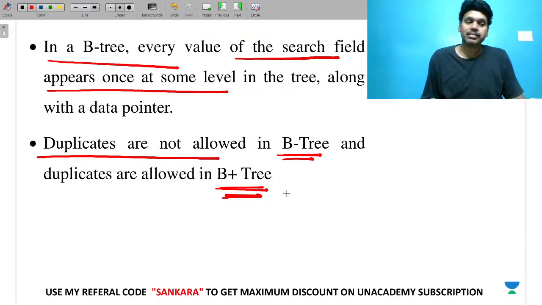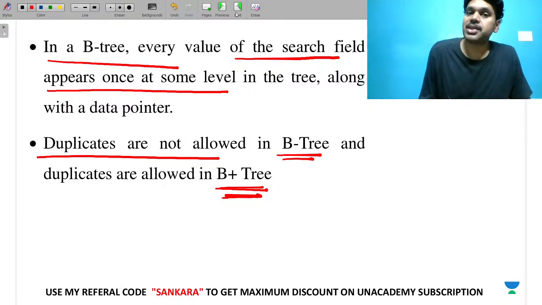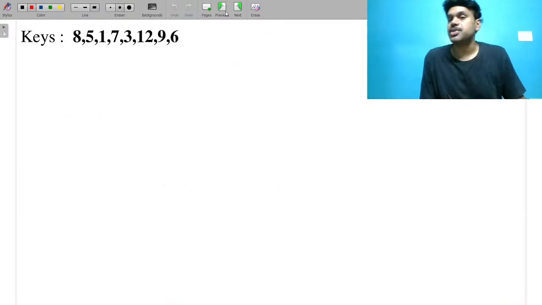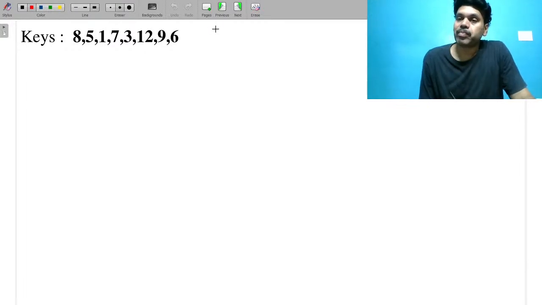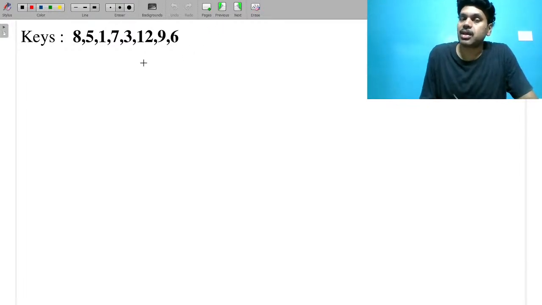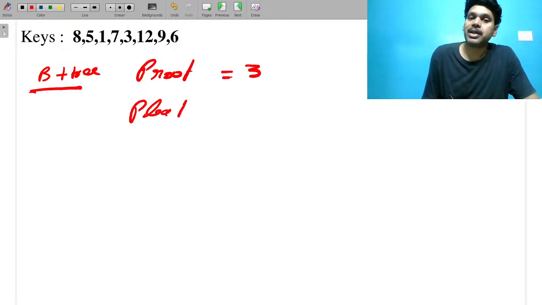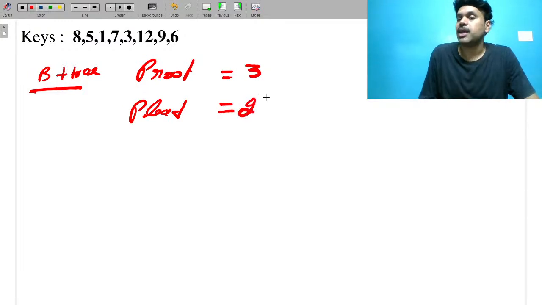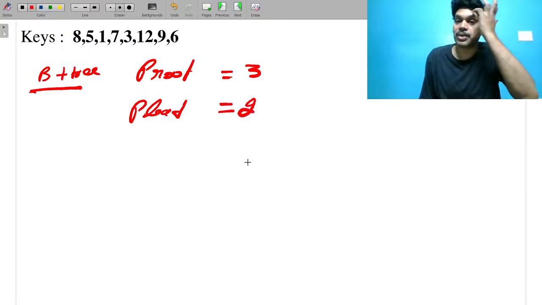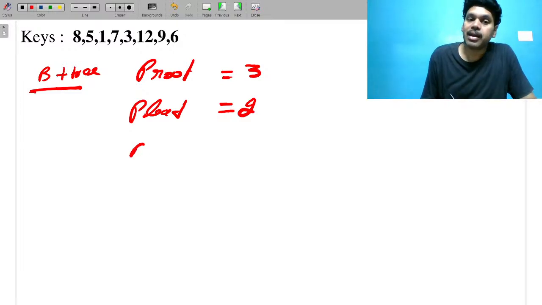So, my dear friends, this is the concept of B plus tree and B tree. So let us construct your B plus tree quickly. You can also try. I'm giving you P root is equal to 3 and P leaf is equal to 2. You can tell me how many splits you are going to get. So he is asking the maximum number of splits.